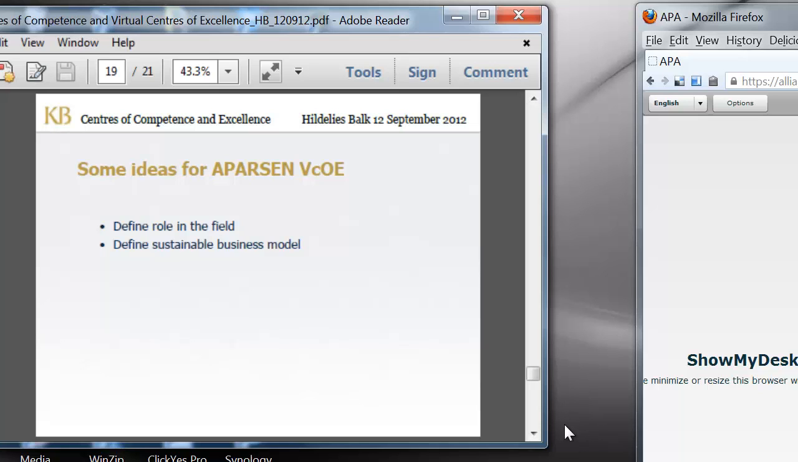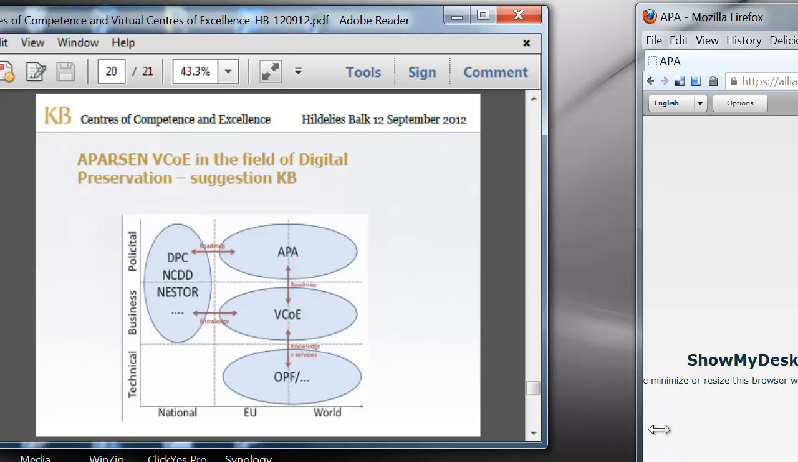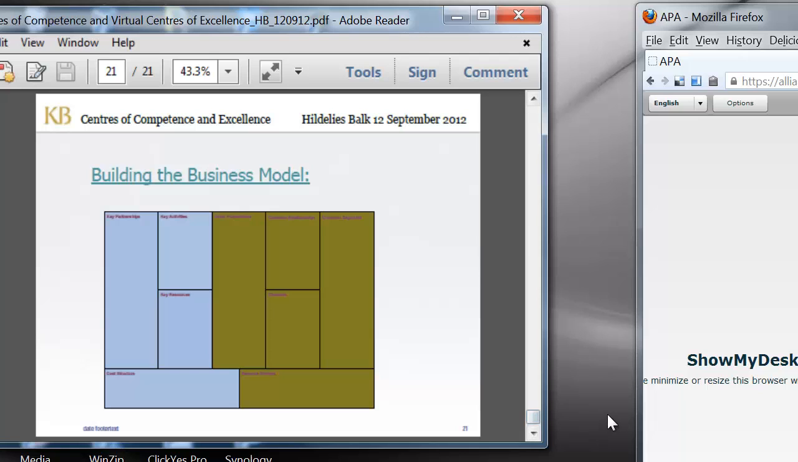Some ideas for APARSEN. Define the role in the field, I would say, and define a sustainable business model. Next, please. This is an idea that the KB has of how the APARSEN VCoE could be embedded in the field of digital preservation. And this could probably come up later in the discussion when David summarizes and sees how we can use this for APARSEN, or maybe in the questions session later. Next, please.